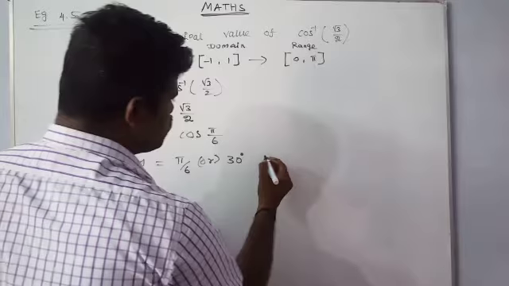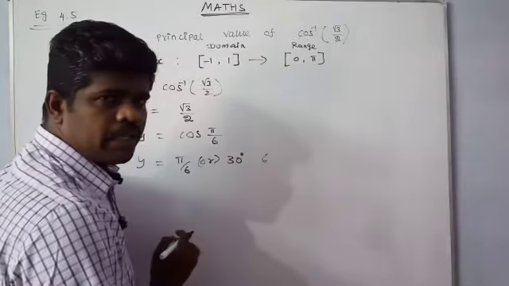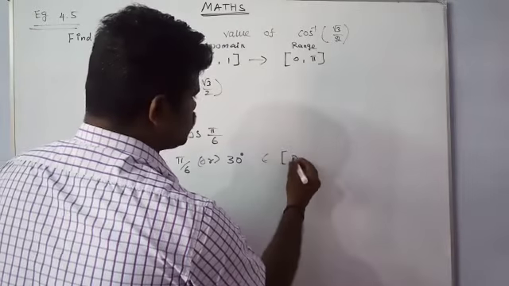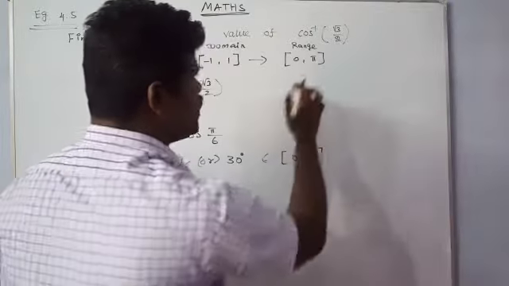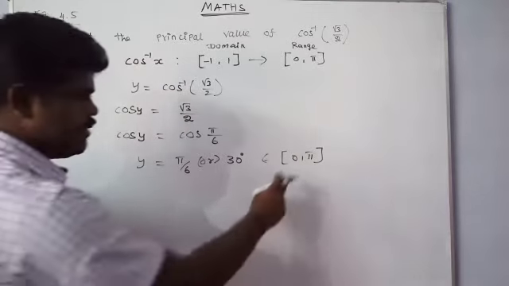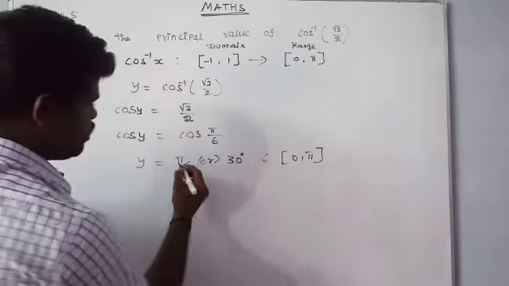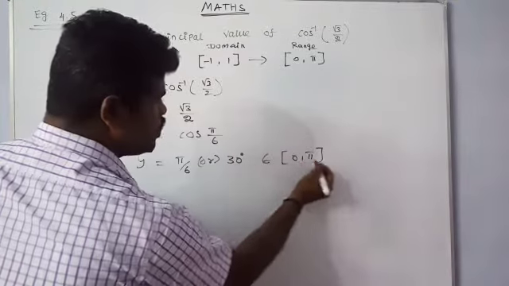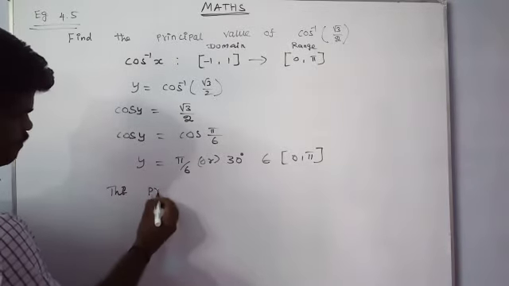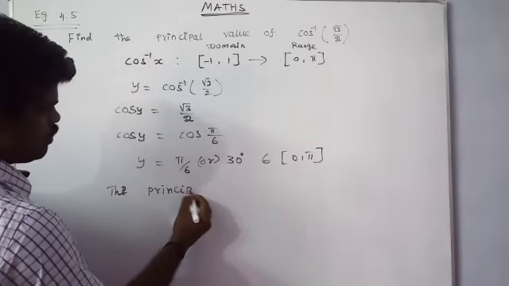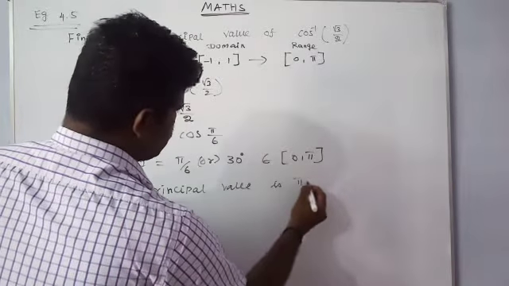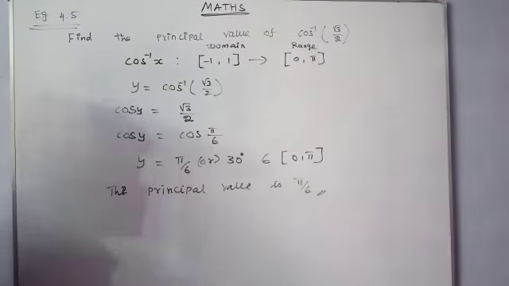Okay. This value, we want to check it. This value must be in the range of cos inverse x. This belongs to 0 to pi, because 0 to pi is 0 to 180 degree. 30 degree lies between 0 to 180 degree. So pi by 6 belongs to 0 to pi. Therefore, the principal value is pi by 6. Okay. Refer the sum.